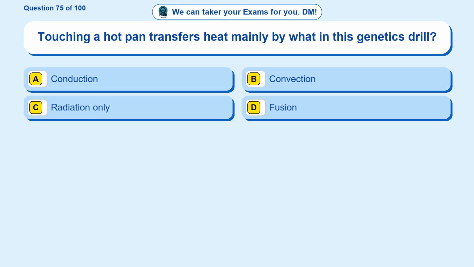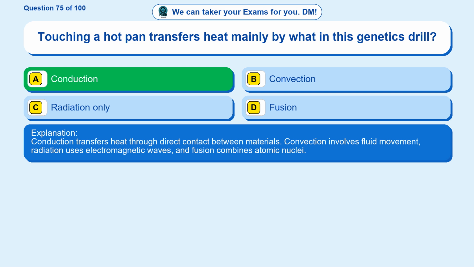Question 75. Touching a hot pan transfers heat mainly by what in this genetics drill? Option A, conduction. Option B, convection. Option C, radiation only. Option D, fusion. The correct answer is option A. Conduction. Conduction transfers heat through direct contact between materials. Convection involves fluid movement, radiation uses electromagnetic waves, and fusion combines atomic nuclei.